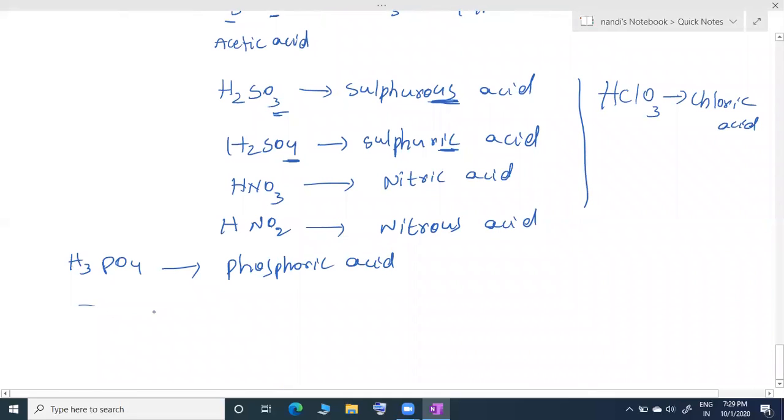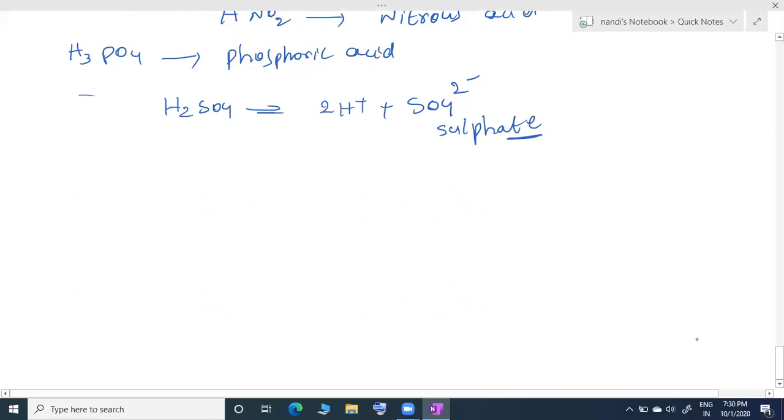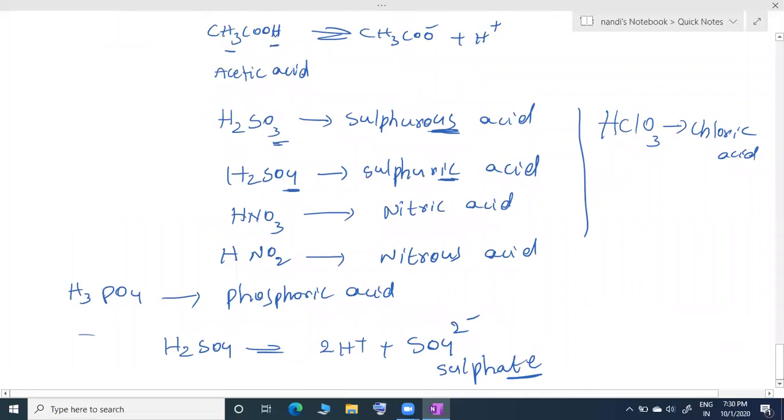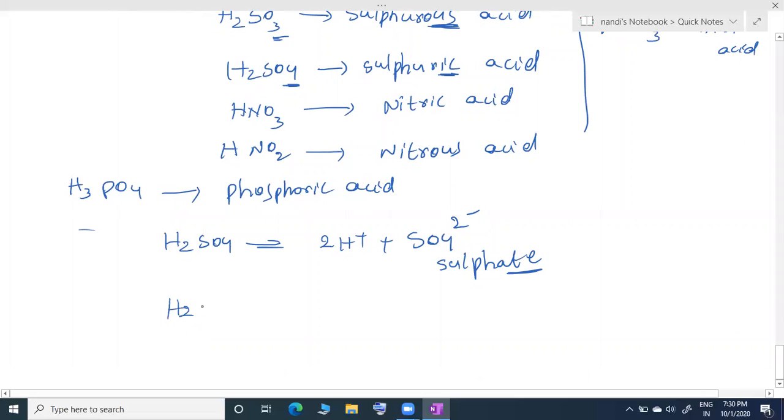Next, you can write this. Suppose H2SO4 releases 2 H plus ions: 2 H plus ions plus SO4 2 minus. An ic acid releases an anion whose name ends with ATE. This is sulfate. If it is an ous acid, the name ends with ITE. For example, H2SO3 releases 2 H plus ions and becomes SO3 2 minus. This is sulfite.